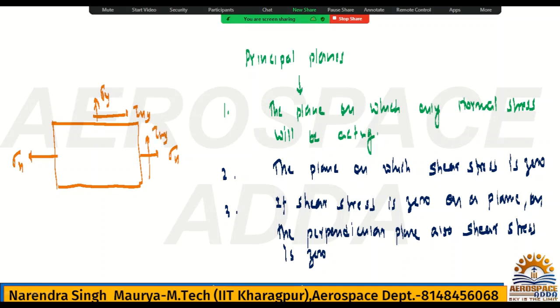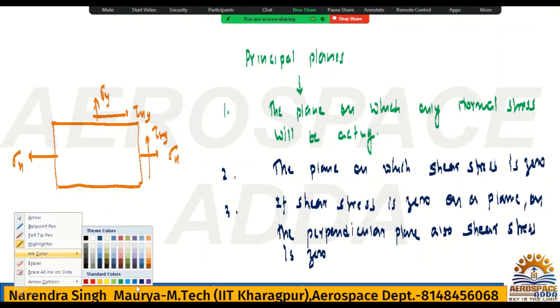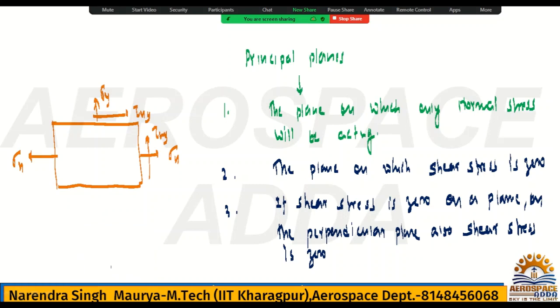Now I just want to show you that I'm assuming, because I want to locate that principal plane. So where will be the principal plane? I'm considering from the vertical that the principal plane is making angle alpha. Suppose this is the principal plane, making angle alpha from the vertical. So this is the one principal plane.